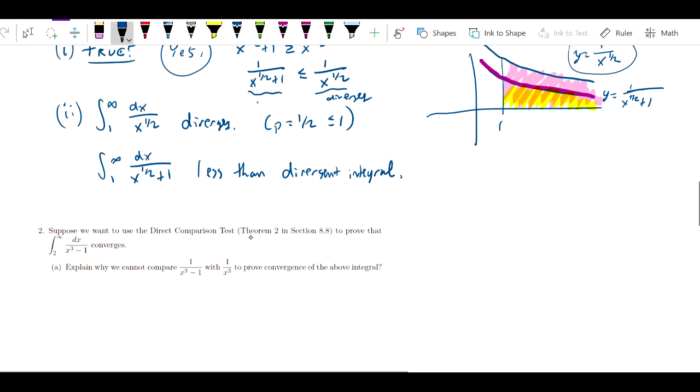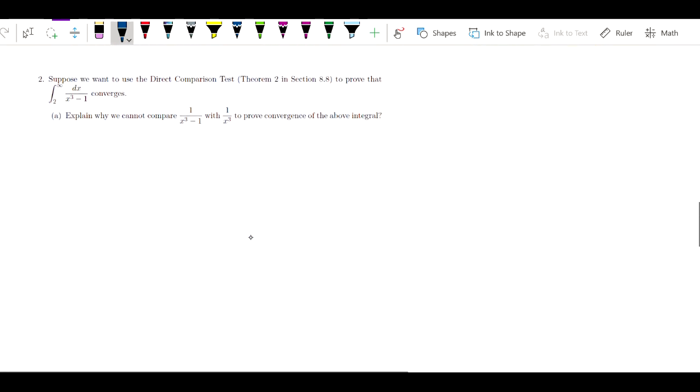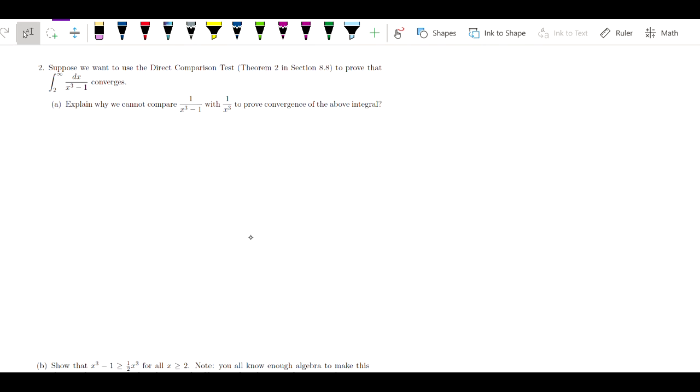All right, let's go to part 2. Suppose we want to use the direct comparison test to prove that the integral from 2 to infinity of 1 over x cubed minus 1 converges. So why can't we just say, for example, that 1 over x cubed minus 1 is less than or equal to 1 over x cubed, and of course that would be greater than or equal to 0? Why can't we just write that?